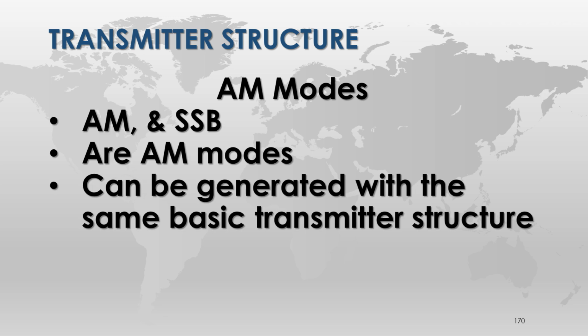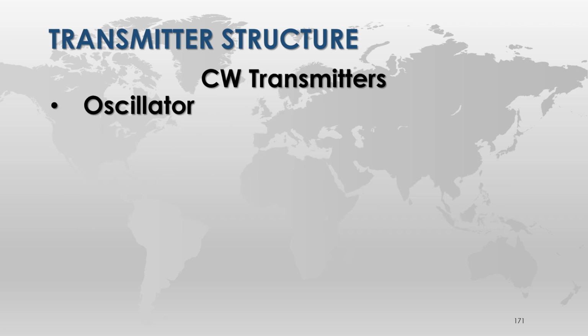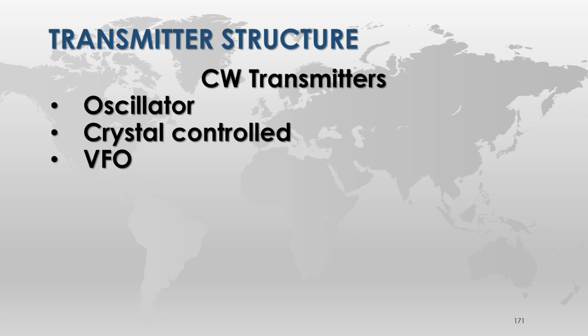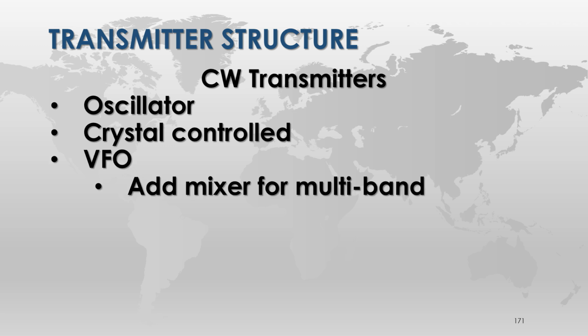AM modes, AM and single sideband AM modes, can all be generated with the same basic transmitter structure. CW transmitters are an oscillator, a crystal controlled VFO, and the VFO adds a mixer for multi-band so that you can do more than one band. Otherwise, you're just sticking a crystal in for 40 meters. You don't need a VFO if you're doing that. It helps in order to go to a different frequency.